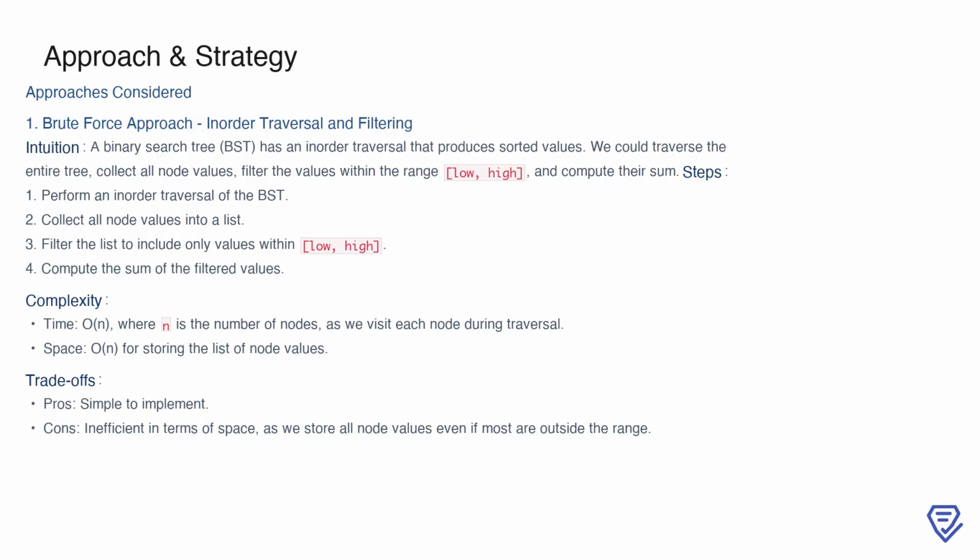Once we have this list, we can filter out the values that fall outside the given range, low, high, and then compute the sum of the remaining values.